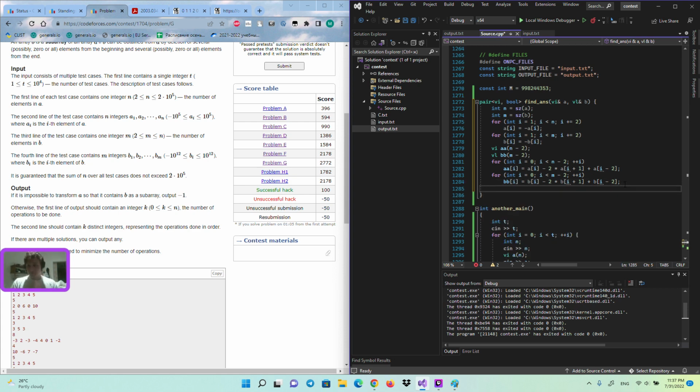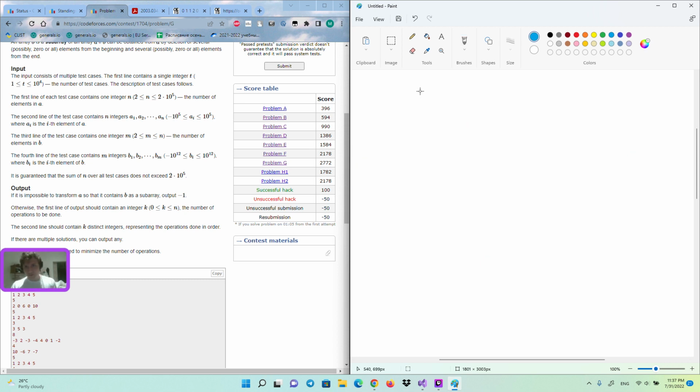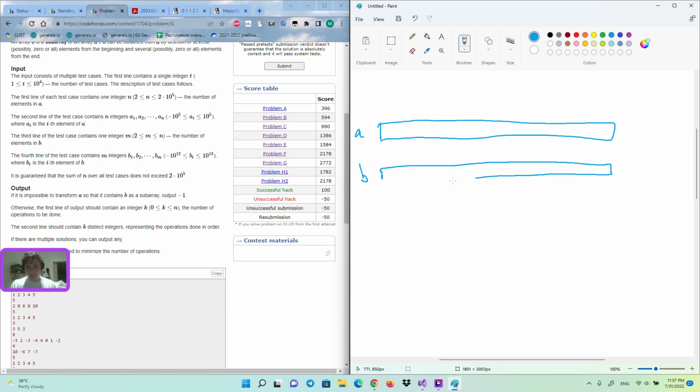After that, something strange begins. Because what we want... So we have A and we have B. We want to find a subsegment of A that can be made into B with some plus ones and minus ones.